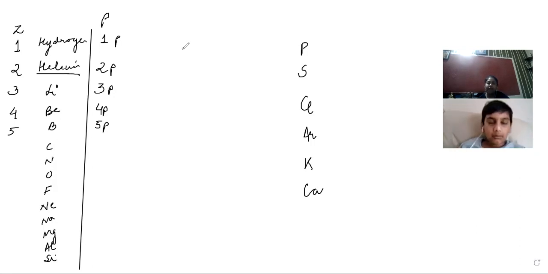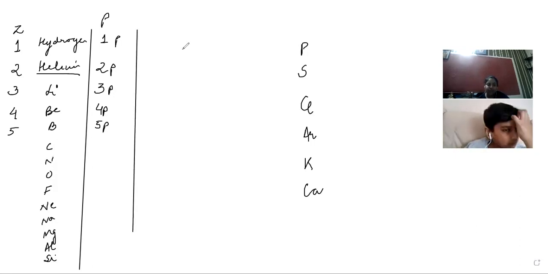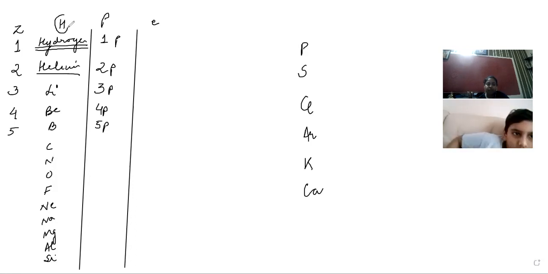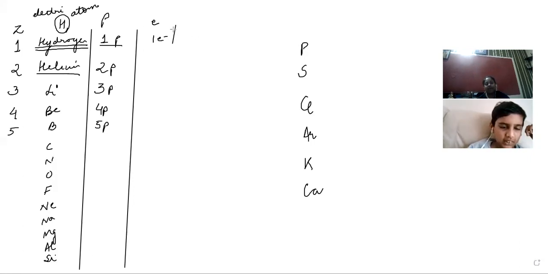Are you understanding? If it has these many protons, what do you think? How many electrons would hydrogen have? I'm talking about the atom of hydrogen. I would say it is electrically neutral. And how would an atom be electrically neutral? If it has the same number of protons as electrons. Do you understand?